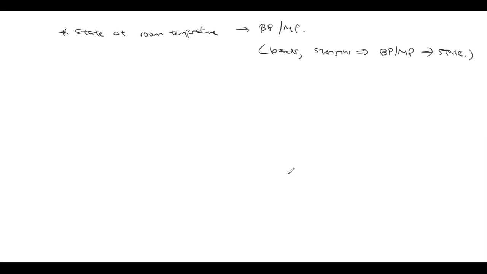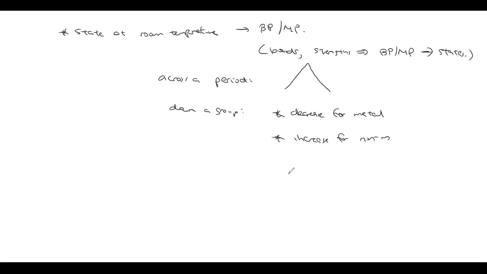But in simple terms, the boiling point would kind of increase and then decrease if you go across a period. And as you go down a group, it would decrease for a metal, but it would increase for a non-metal. And this is better explained when we actually talk about bonding, which is what we are doing next.